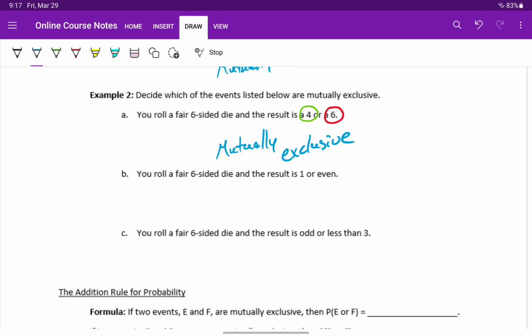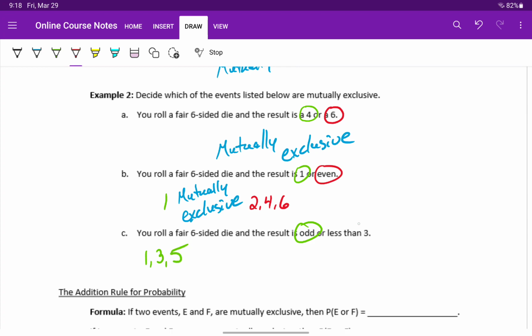In part B, we roll a six-sided die, and the result is either 1, so that sample space would be 1, or even, meaning 2, 4, and 6. So there's no way for a number to be in both of those categories, so this would be mutually exclusive again. In part C, we roll our six-sided die again, and the result is odd, meaning 1, 3, or 5, or less than 3, so 1 or 2. Again, we have a single instance, there could be more, but we have a single instance of overlap between those two outcomes, so these are not mutually exclusive events.